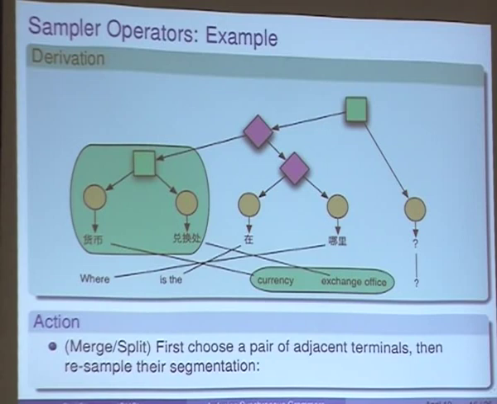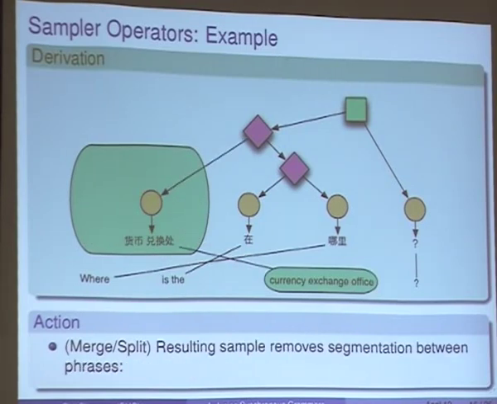So I'll give you a brief demonstration of what this work looks like in action. Imagine we have this Chinese to English translation. This is our current sample that we're working with. I've highlighted in green bits that we're going to choose to apply our operators to. And so we're going to apply our split merge operator to this section of the tree. And we're going to sample that we should merge all those units into a single node with one phrasal translation.